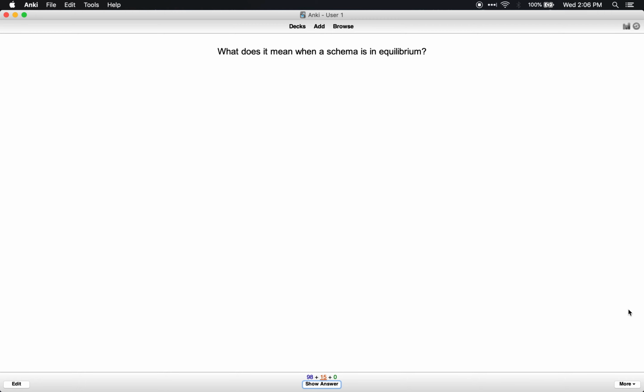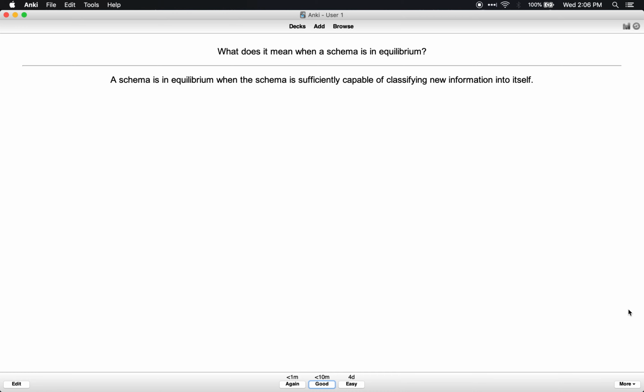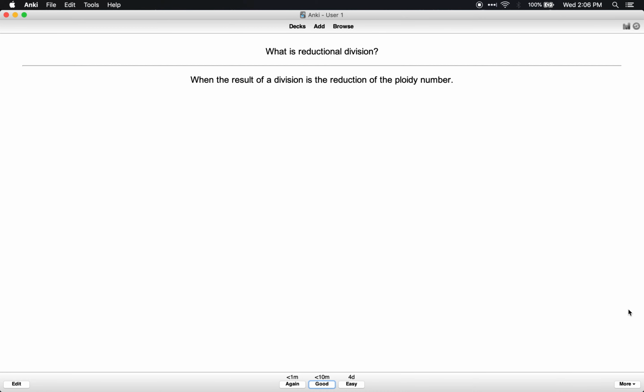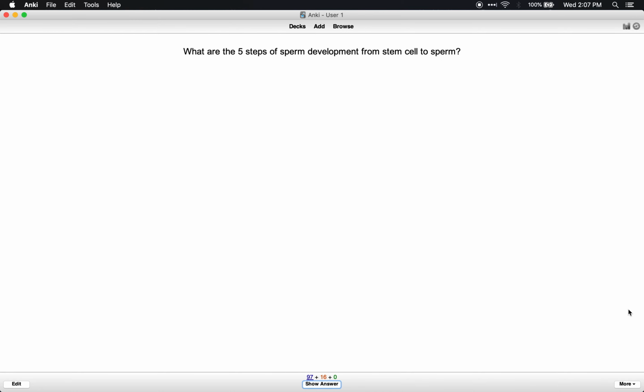Means the schema is capable of integrating new information into itself without changes to the schema. Reductional division results in a division and reduction of ploidy number, basically diploid to haploid.